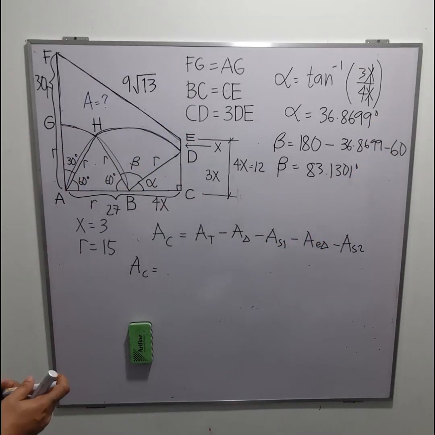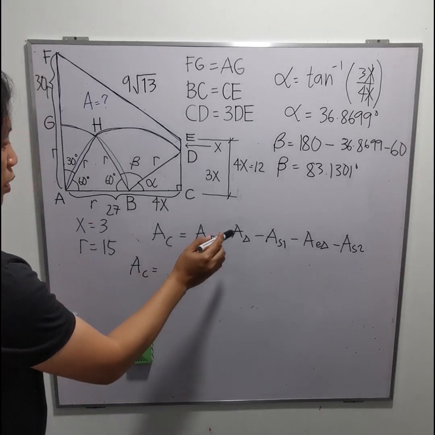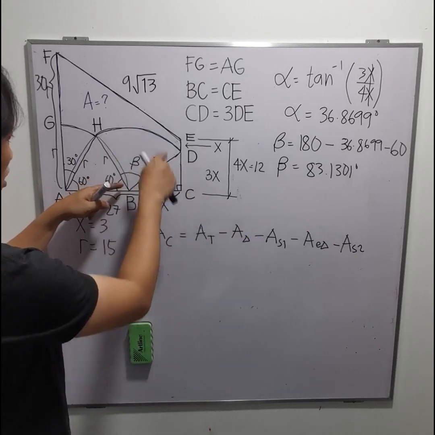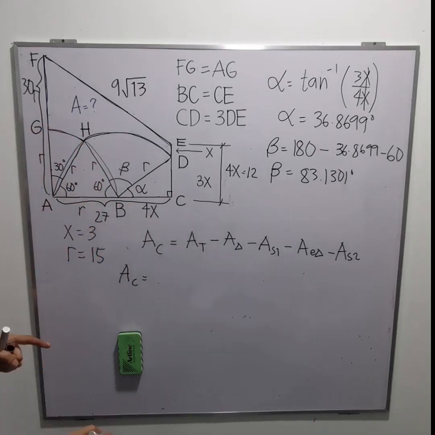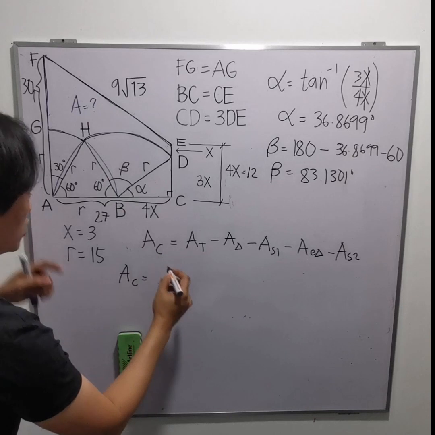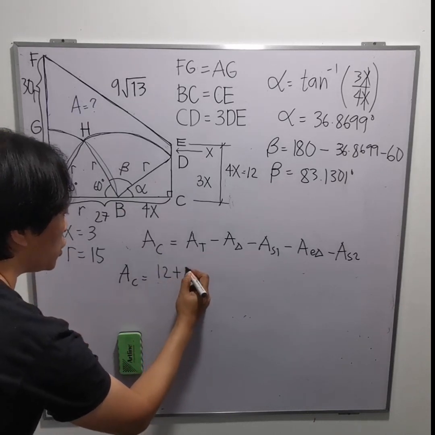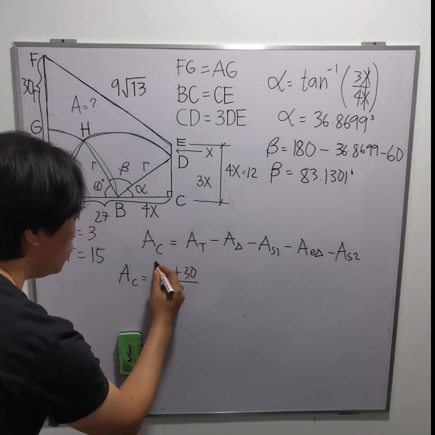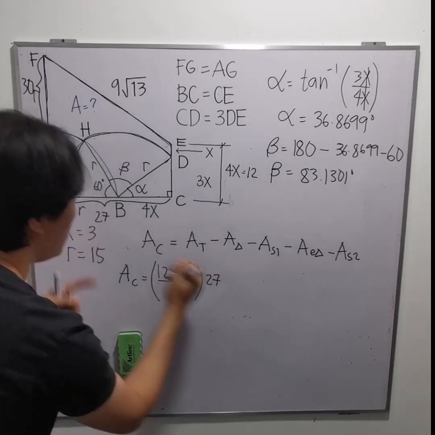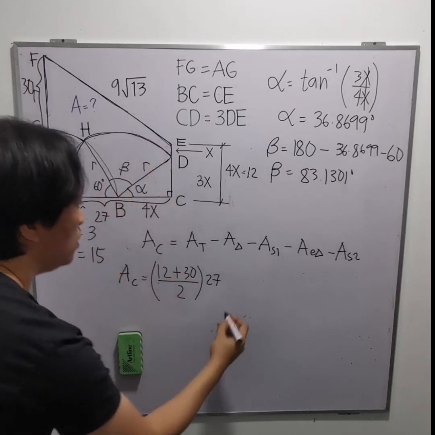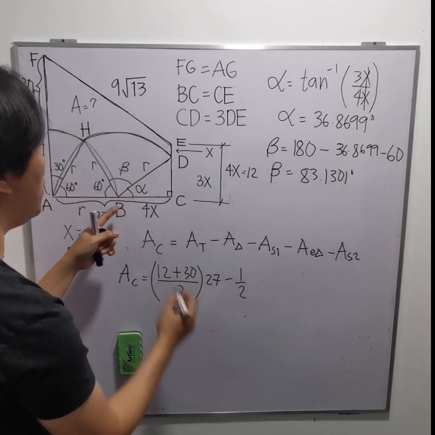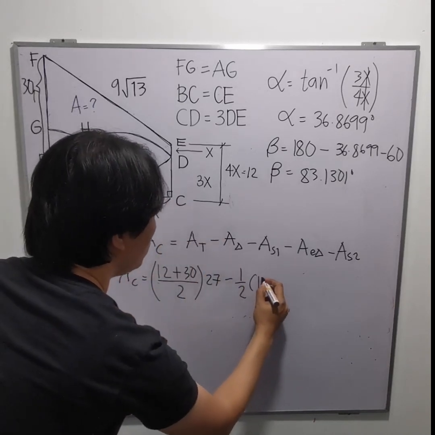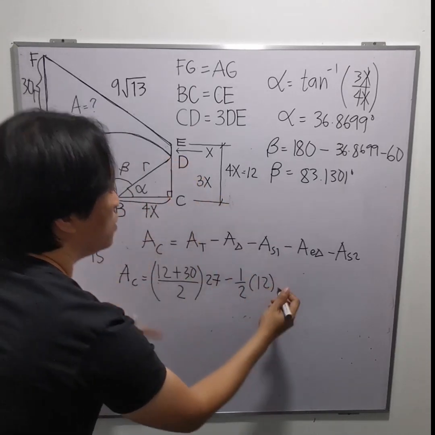Okay, so now we solve the area of the children's pool. The area of the children's pool is equal to the area of the trapezoid minus the area of this triangle minus the area of this sector minus the area of this equilateral triangle minus the area of this second sector. The area of the trapezoid is the average of the heights, 12 plus 30, over 2, times 27, the base. Minus the area of the triangle, which is 1/2 times the base, 4 times 3, that is 12, times the height, 3 times 3, that is 9.